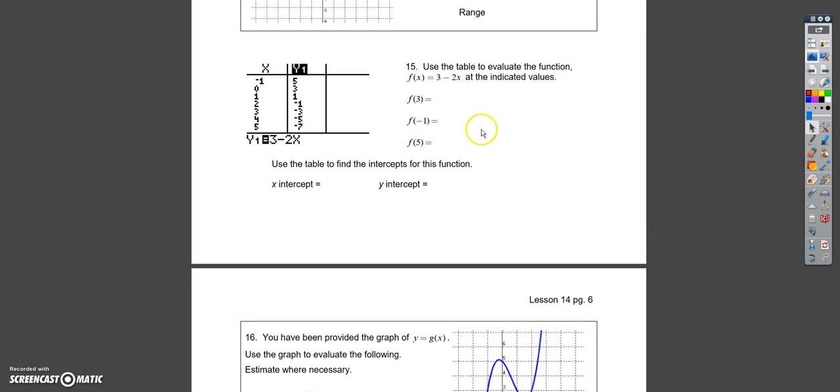So another view is doing it on a calculator. Use the table to evaluate the function. And this is what I'm going to show you in class, how to get the answers quickly. But this, we've already put into the calculator, and this is what it pulled up. So when x is 3, we can see that y would be negative 3. If x is negative 1, we see y is 5. If x is 5, y is negative 7.